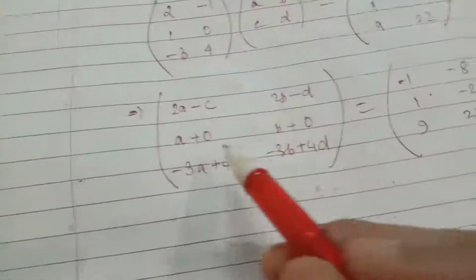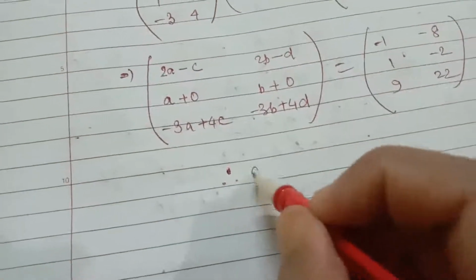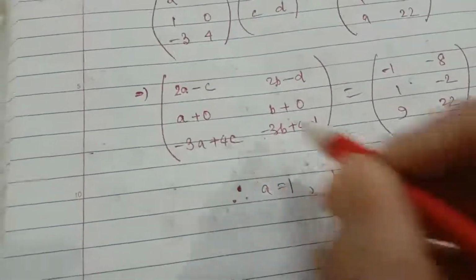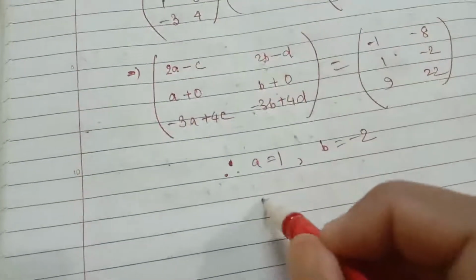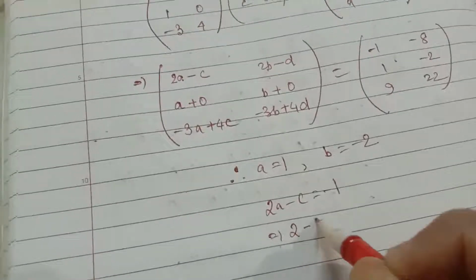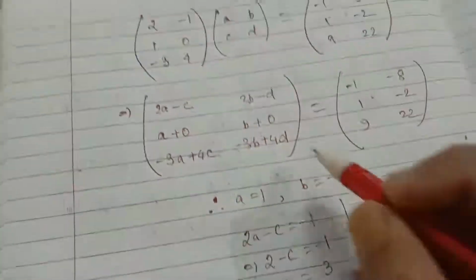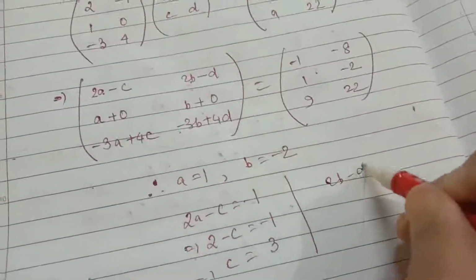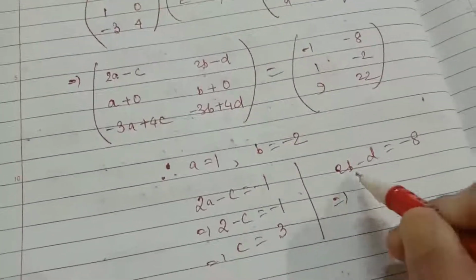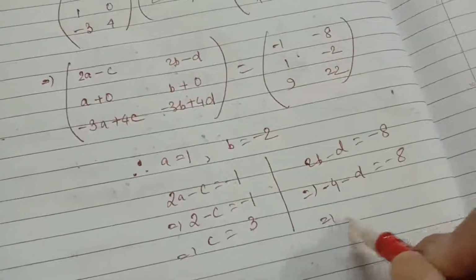Now comparing, you can see a plus 0 is equal to 1, therefore a equal to 1. b plus 0 is equal to minus 2, so b equal to minus 2. 2a minus c is equal to minus 1. a is 1, so it will be 2 minus c equal to minus 1, c equal to 3. And 2b minus d equal to minus 8. And from this, b equal to minus 2, so minus 4 minus d equal to minus 8 and d equal to 4.